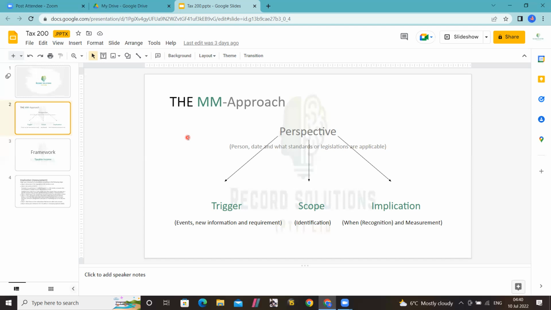So yeah, that's VAT and the income tax question. I hope I covered everything well, and good luck with your supplementary exams.